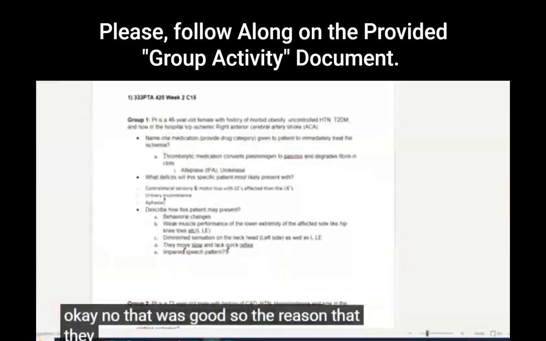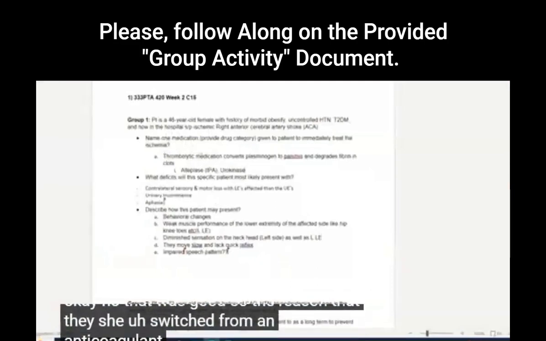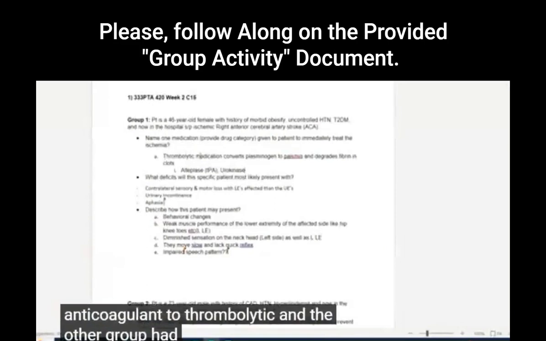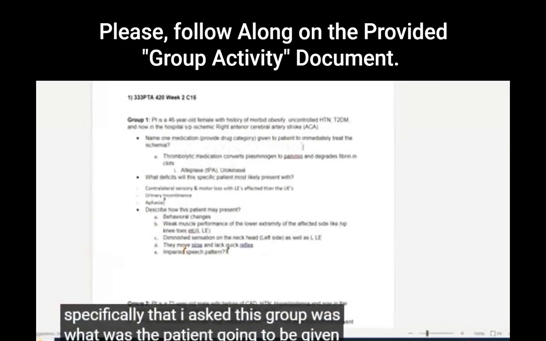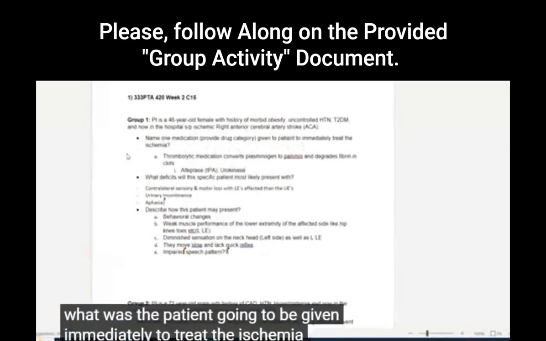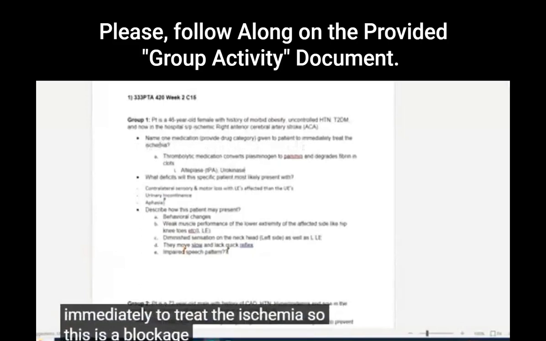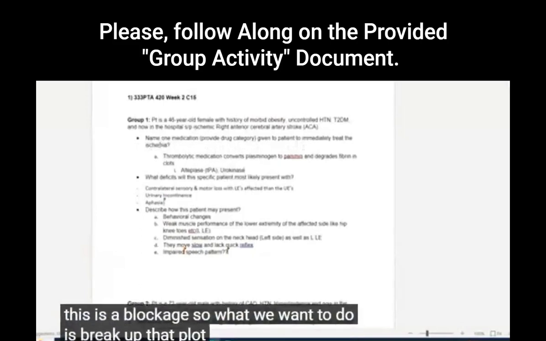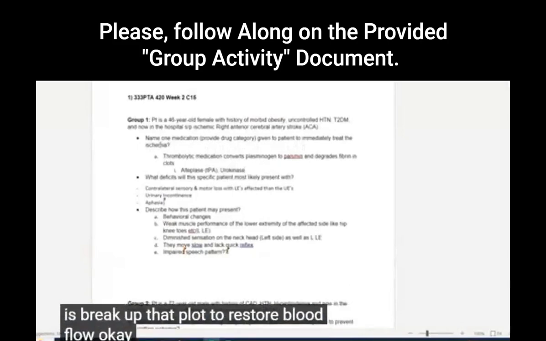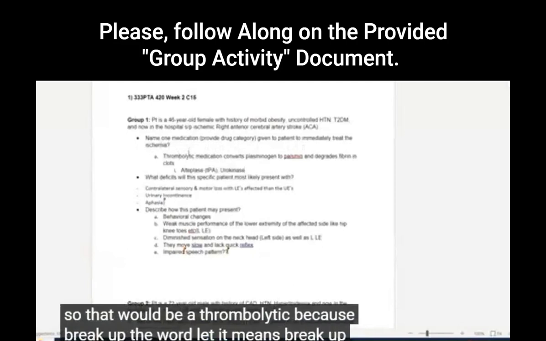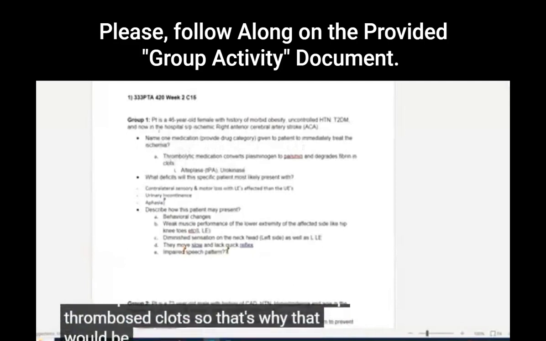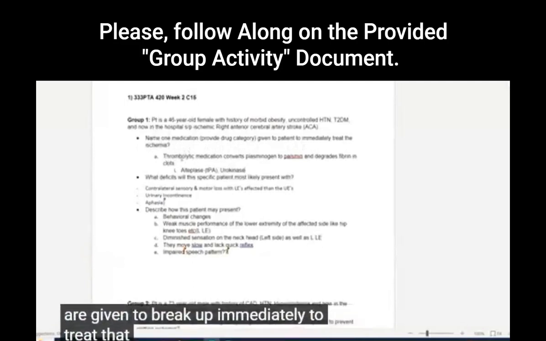The reason that she switched from an anticoagulant to thrombolytic, and the other group had it flip-flop too. So the question specifically that I asked this group was, what was the patient going to be given immediately to treat the ischemia? This is a blockage. So what we want to do is break up that clot to restore blood flow. That would be a thrombolytic, because if you break up the word, lytic means break up, thrombos means clots. So that's why that would be the answer there. Thrombolytics are given to break up and immediately treat that clot.